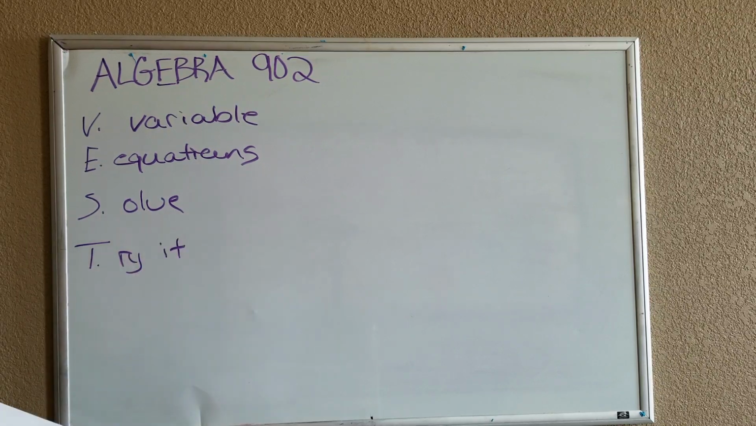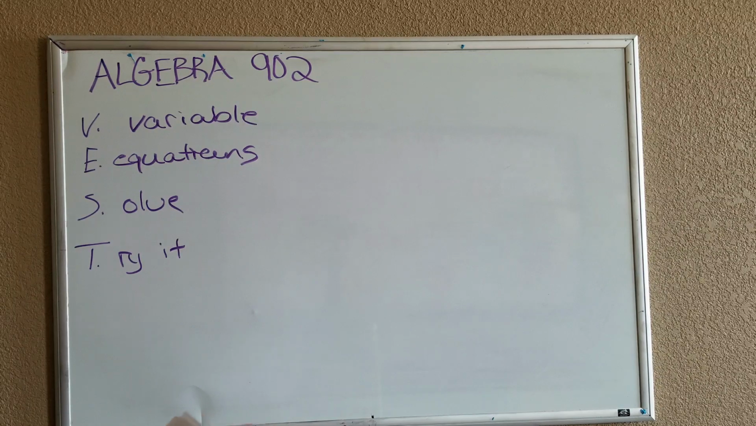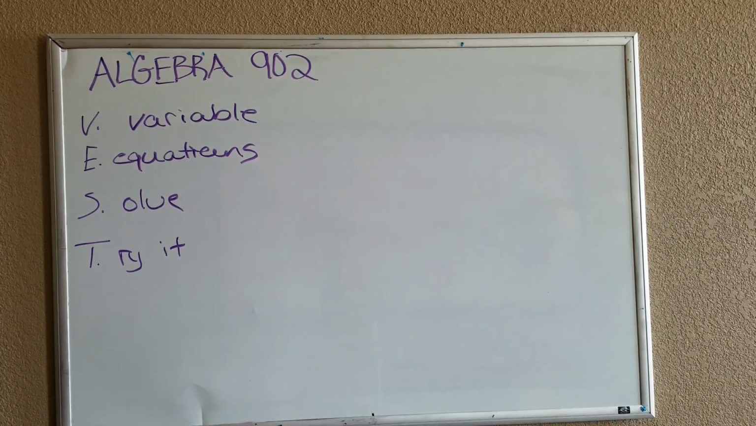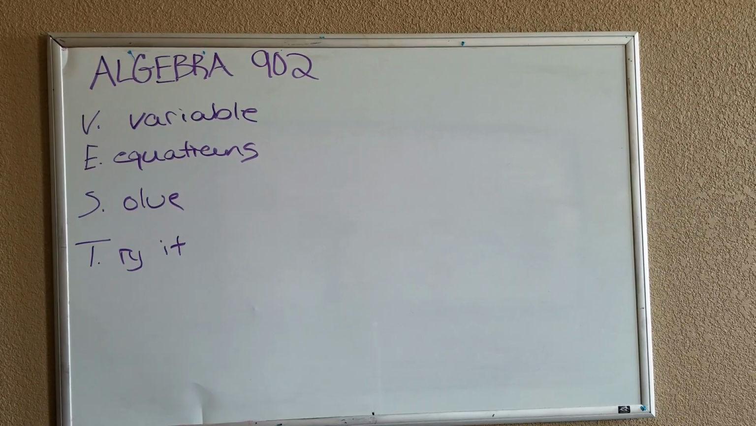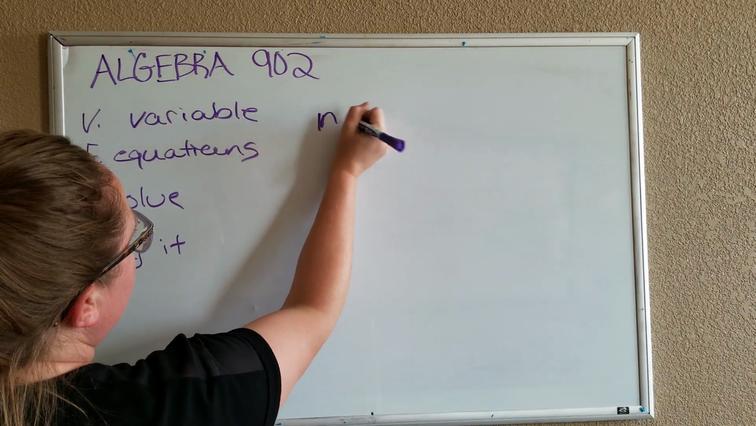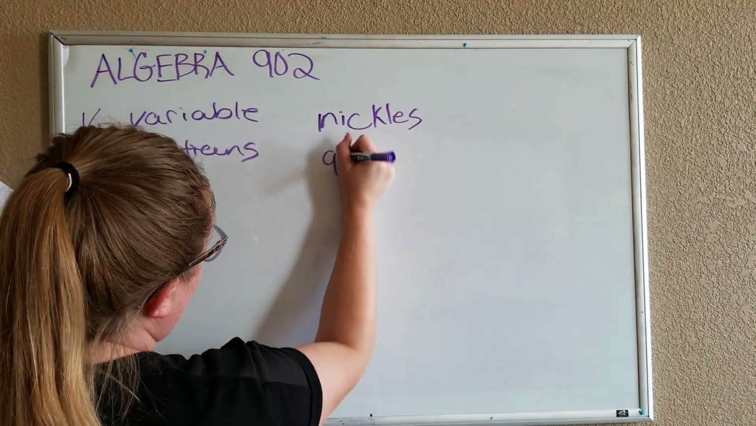All right, so the first one says, Peggy has 5 times as many quarters as nickels. She has $3.90 in all. How many nickels and how many quarters does she have? So we know that she has nickels and quarters.